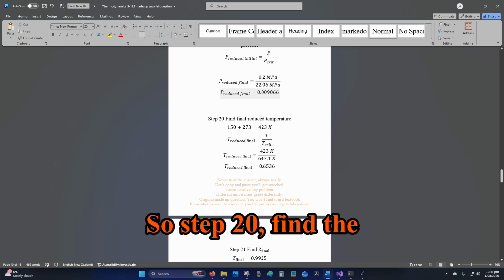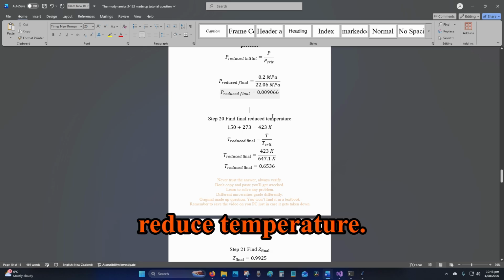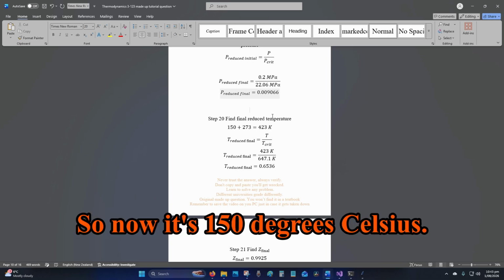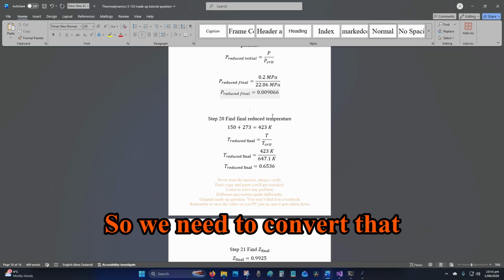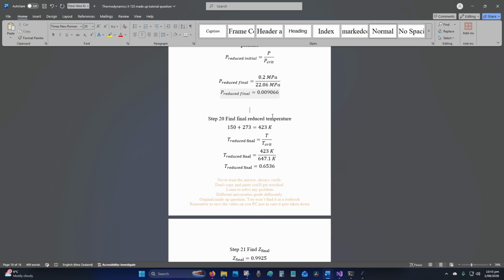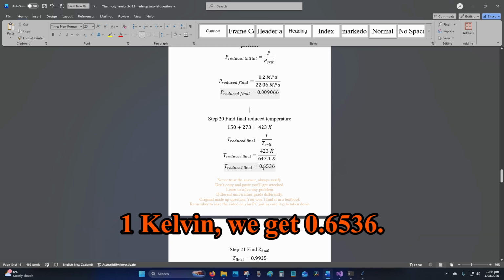So step 20, find the reduced temperature. This does change. So now it's 150 degrees Celsius. We need to convert that to Kelvin, add 273, 423 Kelvin. So 423 Kelvin divided by 647.1 Kelvin, we get 0.6536.